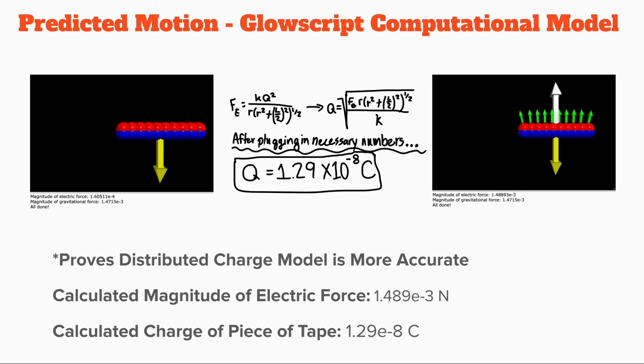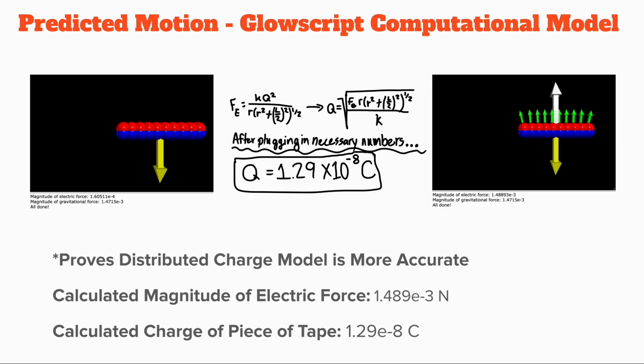The left image shows my initial resulting computational model, which is found when my charge input of 3.94 times 10 to the negative 9th coulombs from part 1 of the lab is used. As you can see, the magnitude of the gravitational force is far greater than that of the electric force, proving that the point charge method may not be the most accurate way of calculating the charge of the tape.